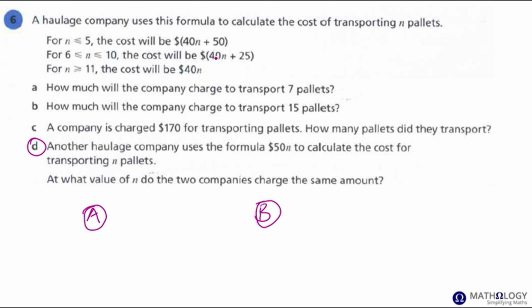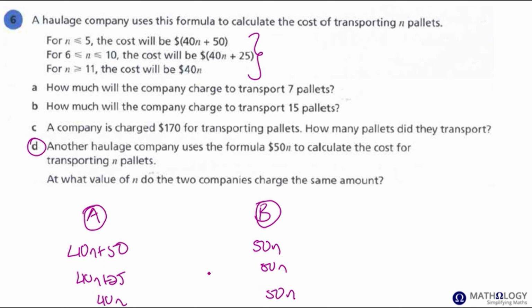Between 6 and 10 pallets, 40n plus $25, and more than 11 pallets, the cost will be $40n. So what we're going to do, because there's 3 charges, depending on the number of pallets that company A transports, we're going to equate each of these expressions here to company B's charge. And if we get a natural number, then that'll be the value of n where the two companies charge the same amount. So 40n plus 50, 40n plus 25, 40n, and each of these will be equated to 50n.